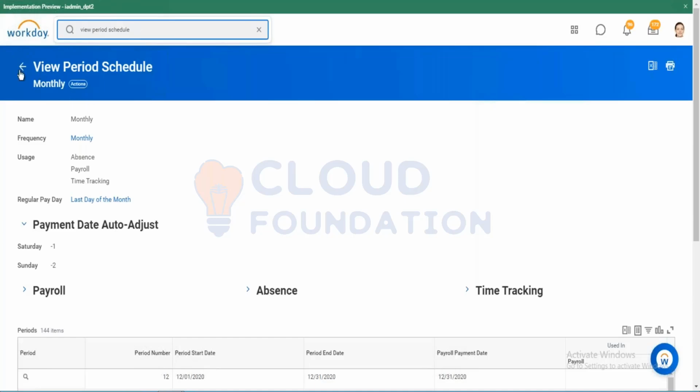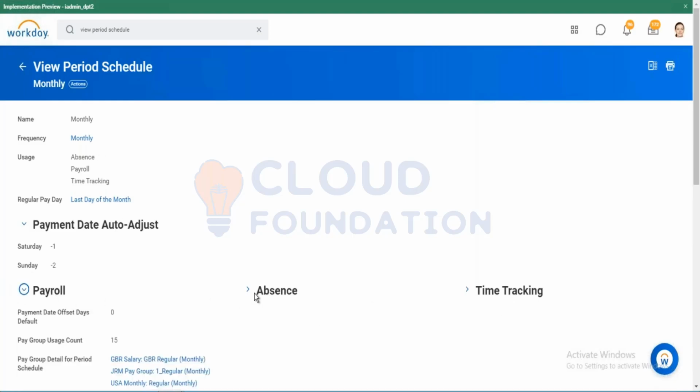This is the period schedule that we have. The first thing you need to do is check if they have time tracking enabled, or if they have a period schedule which is using time tracking or not. And how would you check that? You would go to the period schedule and check if the usage is there for time tracking or not. Whenever this usage is checked or added, automatically these three sections will pop up, as you are able to see.